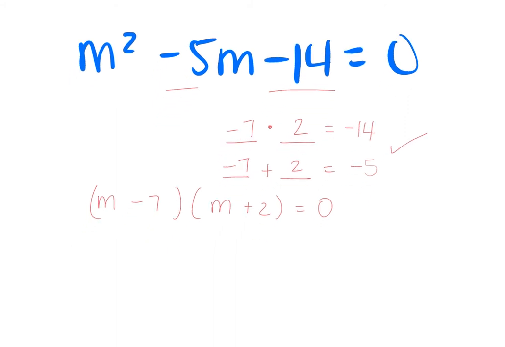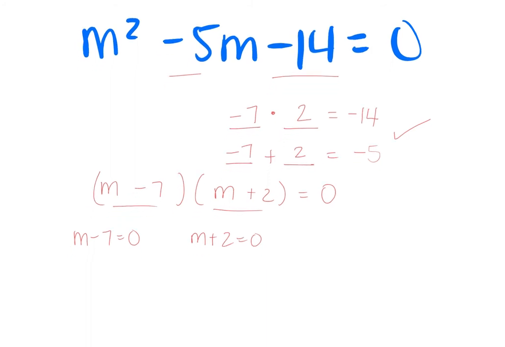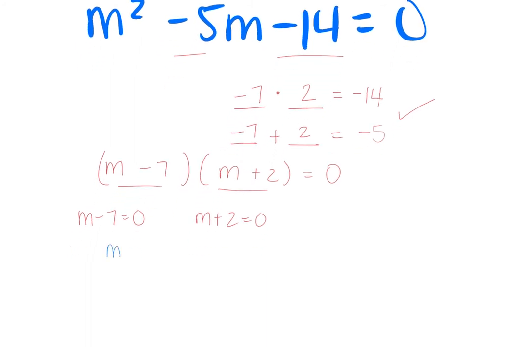So I say m minus 7 equals 0. This first one equals 0. And I say m plus 2 equals 0. So what are the solutions for m? Isabella? m equals 7, m equals negative 2. Yep, that's it.